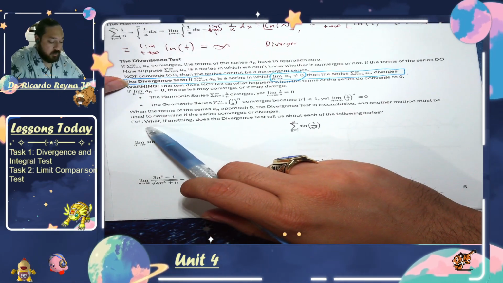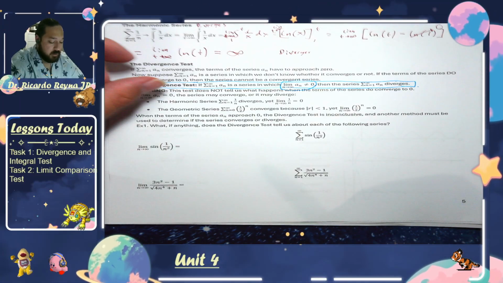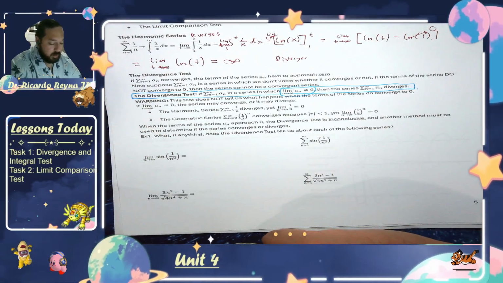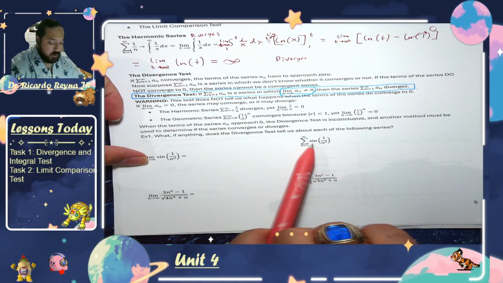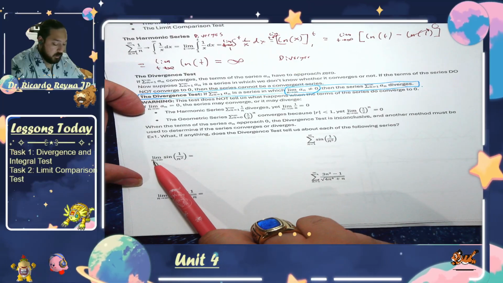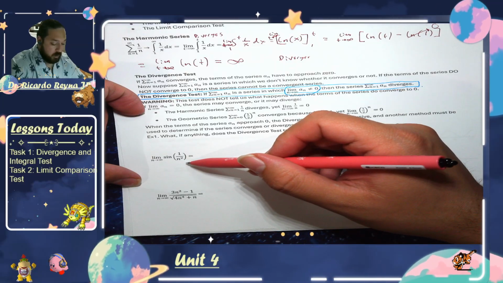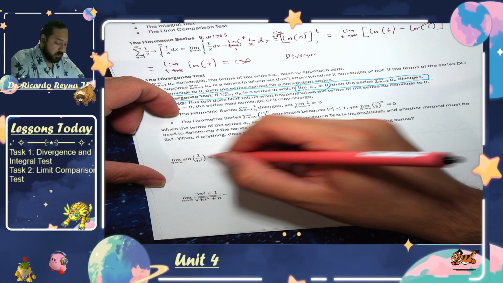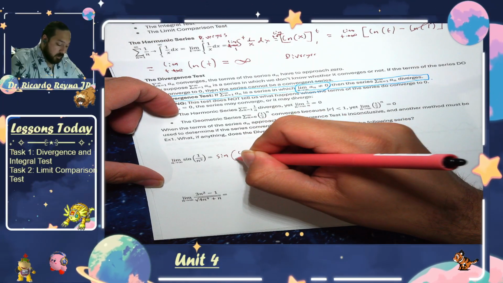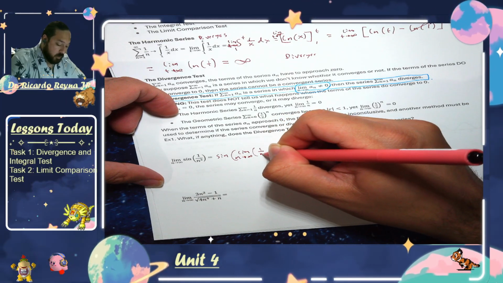So, example 1 reads, what, if anything, does the divergence test tell us about each of the following series? So we have this one first. What we're going to do is take the inside of the sum and make it the limit of n going towards infinity. For here, we're going to use one of our limit properties where we can just write the limit inside this function, the limit as n goes to infinity of 1 over n squared.